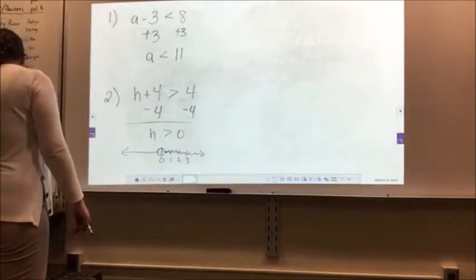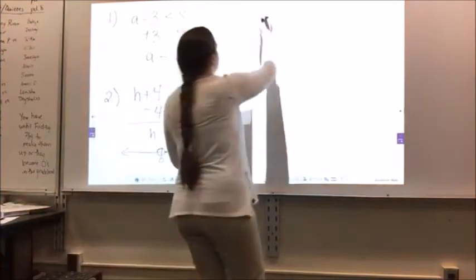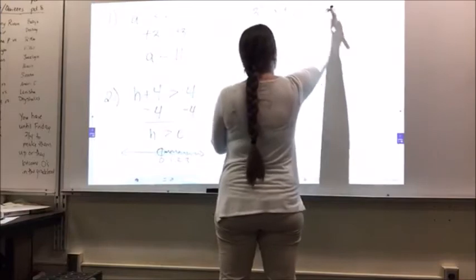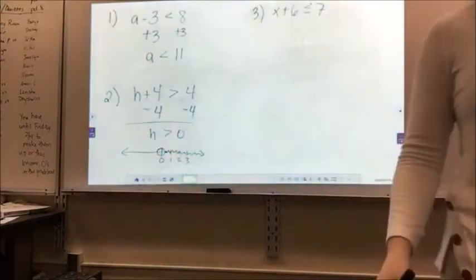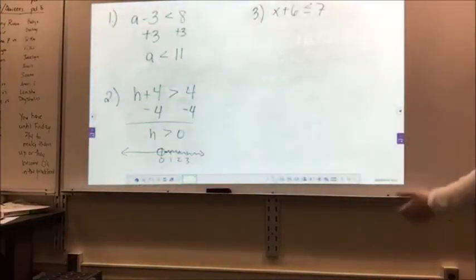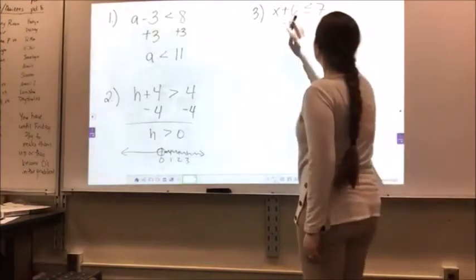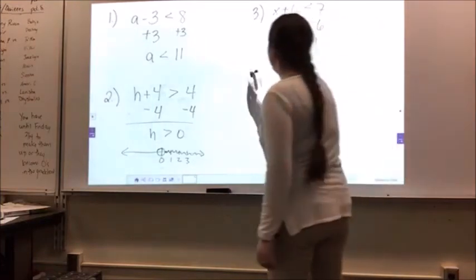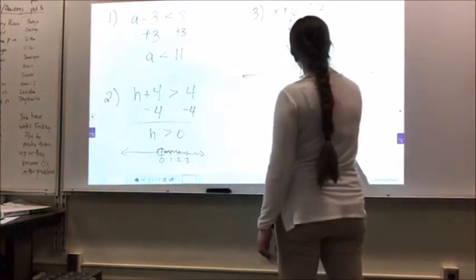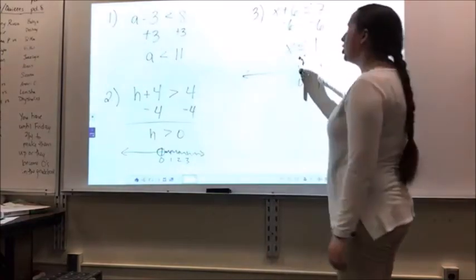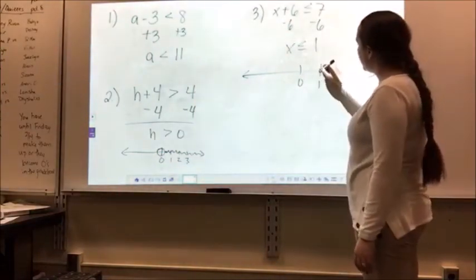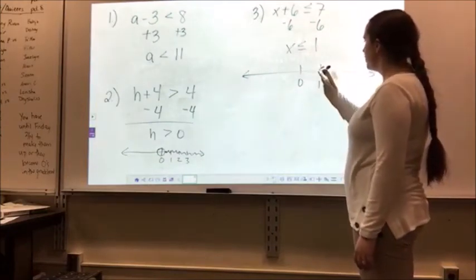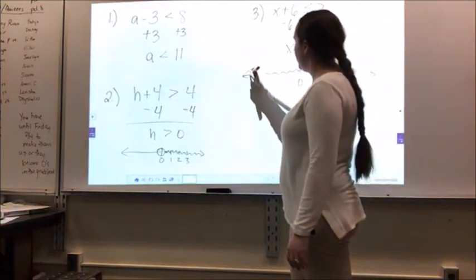The last one that I have, number 3, x plus 6 is less than or equal to 7. So again, I'm going to go ahead and look at this. It says plus 6, so I need to subtract. So I subtract 6 from both sides. So I have x is less than or equal to 1. And then I need to graph this. So here's 0, here's 1. It's a closed circle because there's an equal sign. Okay? X is less than or equal to 1. So that means it's going in this direction.